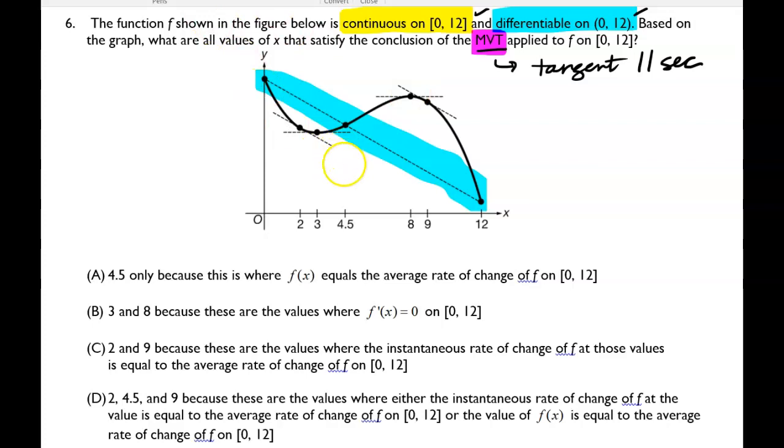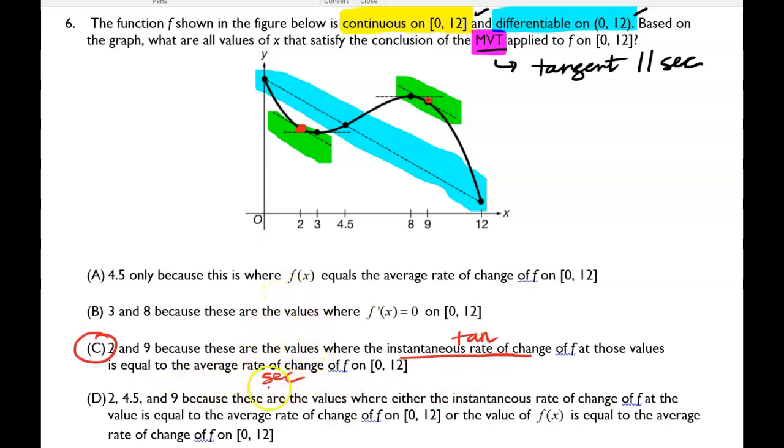The 2 points where I would have tangent lines parallel to that, I can see the line drawn here and right here. Those 2 points are at 2 and at 9. We wouldn't necessarily know that if those lines weren't drawn there perfectly for us. We maybe could estimate where those lines are, but since those points are there, we're able to answer that. So we have here C, 2 and 9, because those are the values where the instantaneous rate of change, that's tangent slope, is equal to the average rate of change, which is the secant slope.